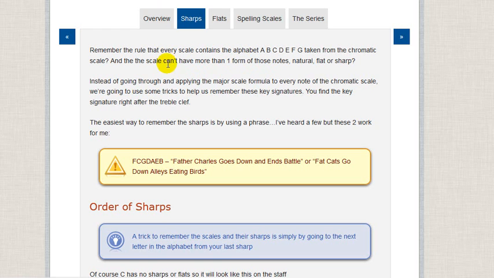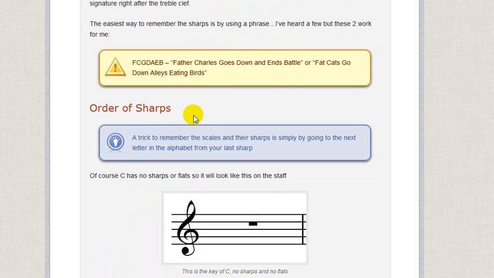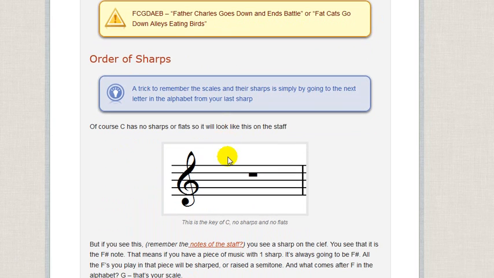Alright? Now, a trick to remember the scales and their sharps is simply by going to the next letter in the alphabet from your last sharp, and I'll explain what that means. As you know, the key of C has no sharps and no flats. This is the treble clef, and the key signature usually shows up right here after the treble clef, and it'll be in the shape of a sharp or a flat symbol, or several sharps or several flats.